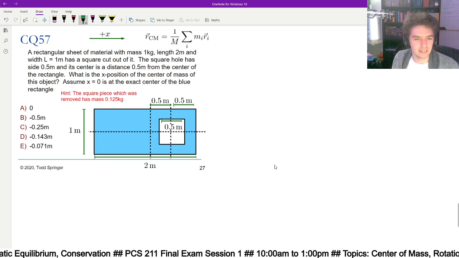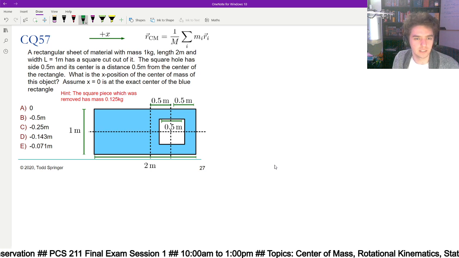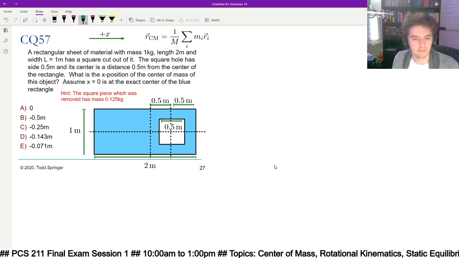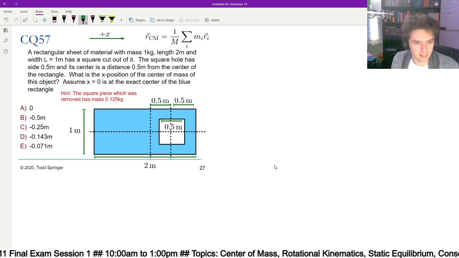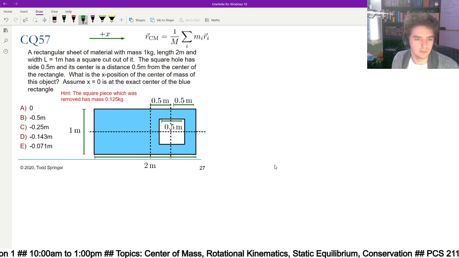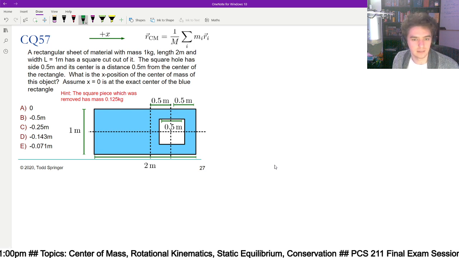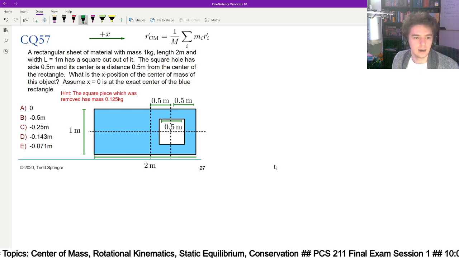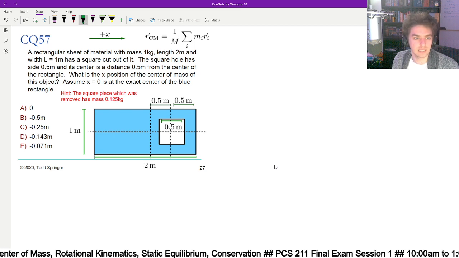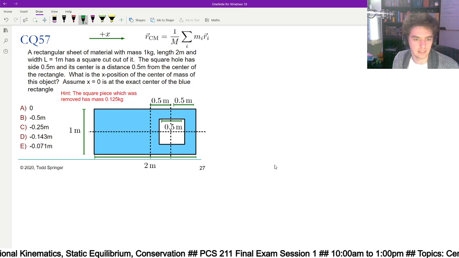So this one here is pretty much: a rectangular sheet of metal, a material, with a mass of 1 kilogram, a length of 2 meters, and a width of 1 meter, has a square cut out of it. The square hole has a side length of 0.5, and its center is a distance of 0.5 from the center of the rectangle. What is the x position of the center of mass of this object? Assume x equals 0 is at the exact center of the blue rectangle.